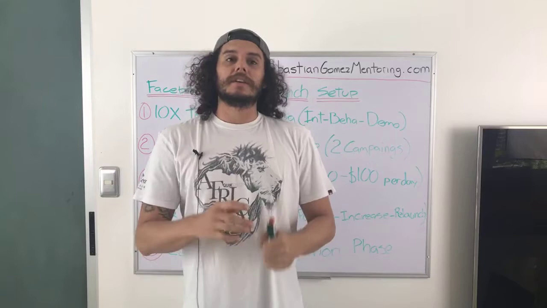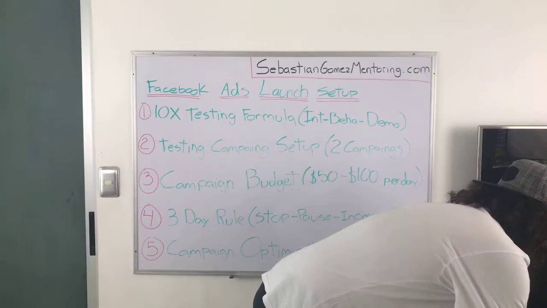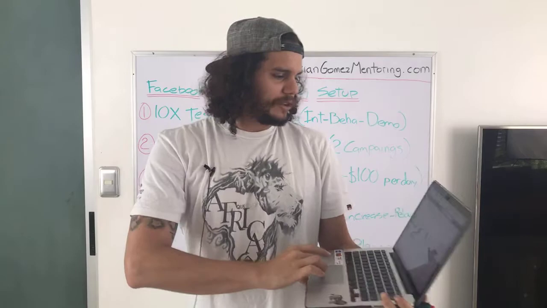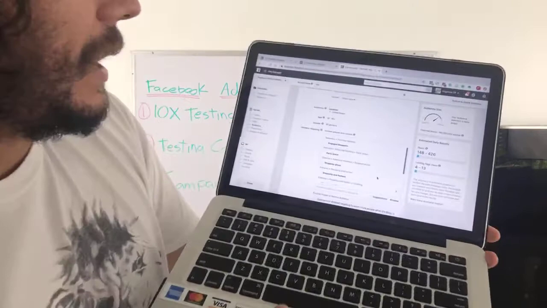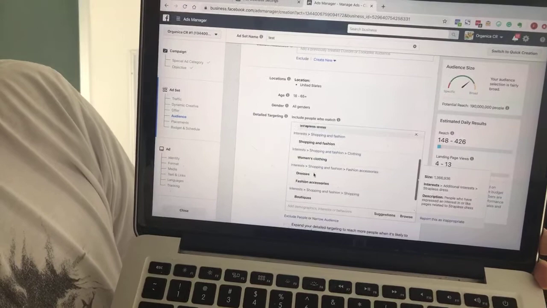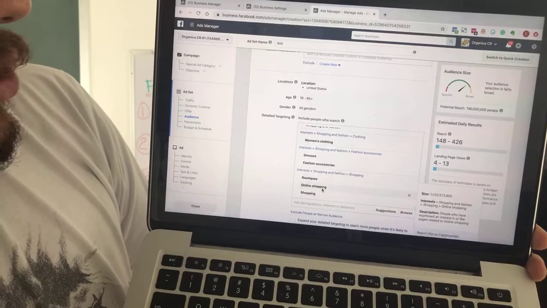So for those who are not joining us, let me just share it with you guys real quick. We were doing an example yesterday where we were basically selling a dress. So it's a fashion product, and let me make sure that everybody can see. I pre-selected different behaviors and interests, for example, engaged shoppers, party dress, travel dress, shopping and fashion, women's clothing, dresses, fashion accessories, boutiques, online shopping, and shopping.